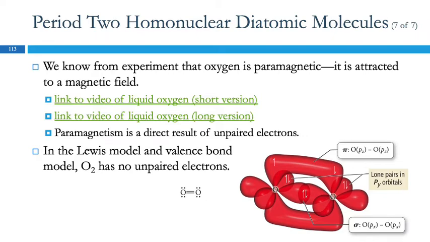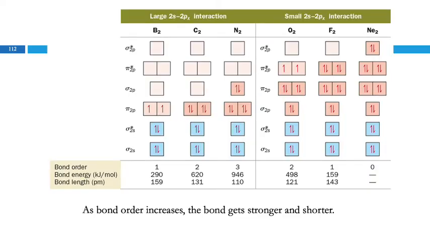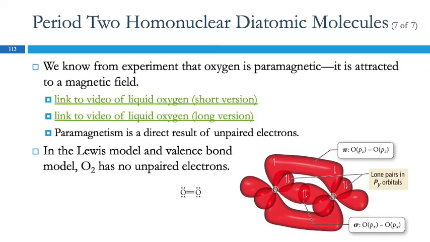So Lewis theory here, we've got this double bond, and we've got all these lone pairs, everything's paired up. This is a valence bond representation of the double bond between the 2 oxygens. And again, there are no unpaired electrons. If we look at the molecular orbital diagram, though, we see that the pi star anti-bonding orbitals, those 2 electrons are not paired. And that is why oxygen is paramagnetic.